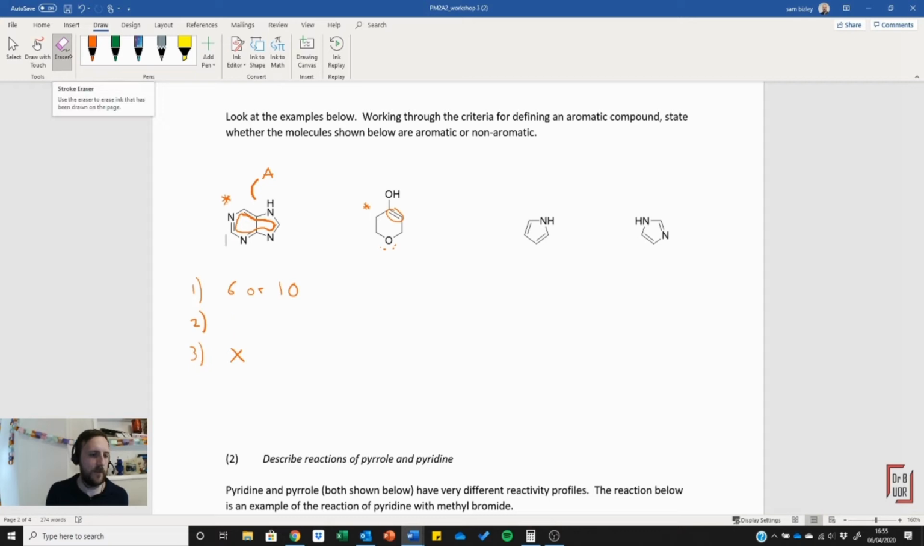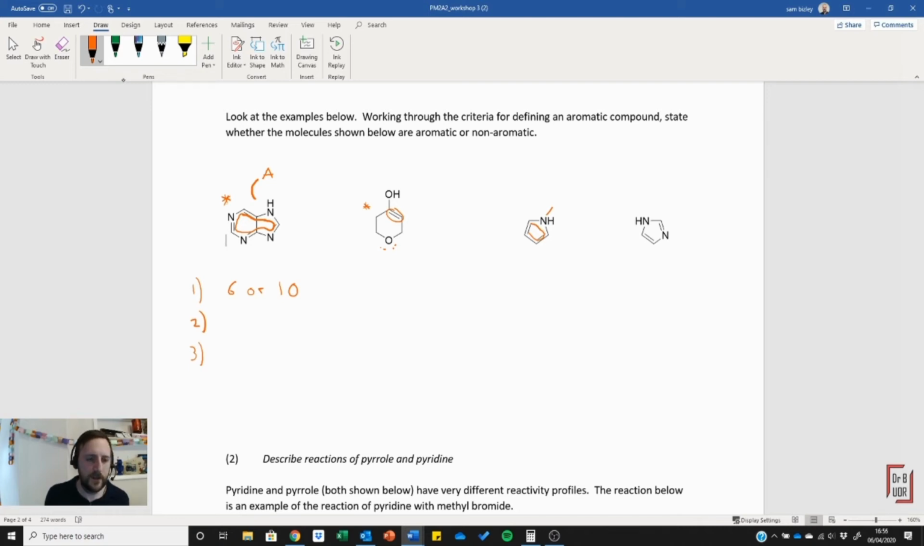Okay, let's move around onto our next one. 6 or 10. Now remember we've got the lone pair. Remember how they're going to separate out. The hydrogen's outside, sort of here-ish. So our lone pair is going to be held in here. They would all link up in our conjugation.